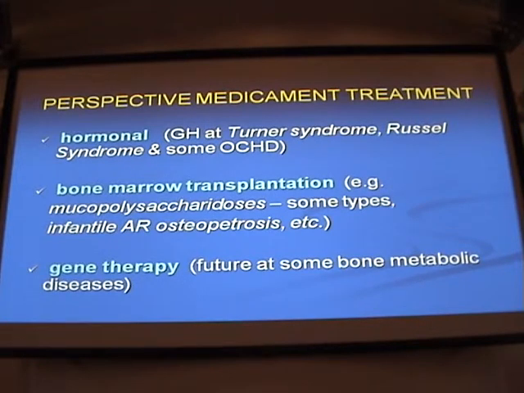As prospective medicament treatment is growth hormone. It is efficient in Turner syndrome, Russell syndrome, and some osteochondrodysplasias. Bone marrow transplantation was successfully used in some types of mucopolysaccharidosis, in infantile autosomal recessive osteopetrosis and other units. Gene therapy is the future in some bone metabolic diseases.